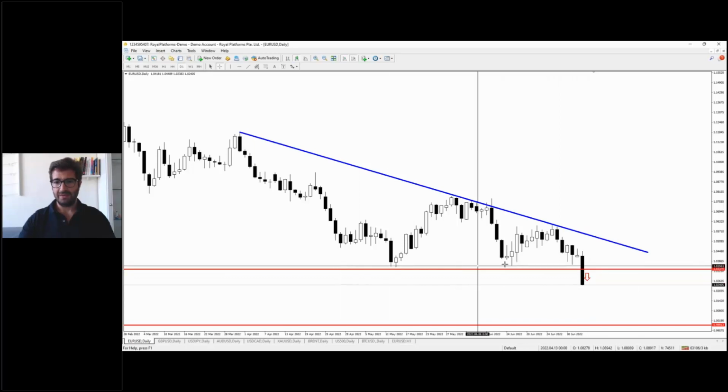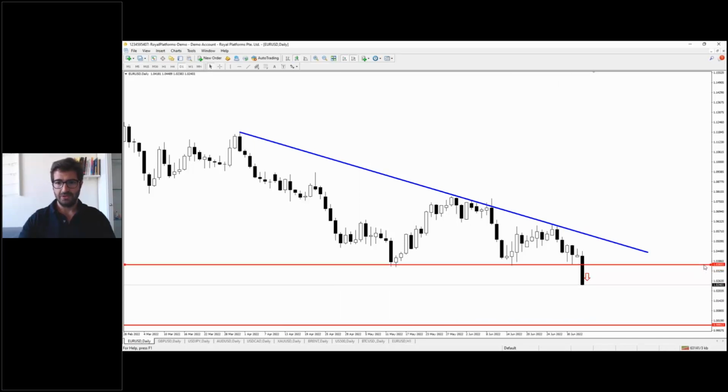And here we have a strong support. Let me adjust this. So here we have a strong support. How did I plot this support? Using 1, 2, 3 points. 2 points are more than enough to plot a horizontal key level. As you can see, it is broken to the downside.